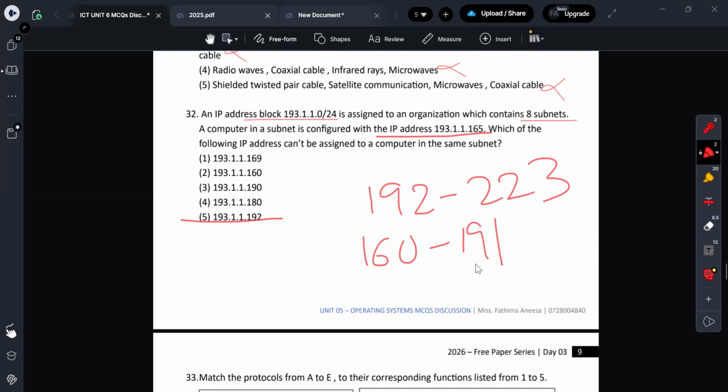Why? Because they are saying which cannot be assigned to a computer in the same subnet, as it belongs to an entirely different subnet. So that is not the address range they are given. IP addresses of subnet 6. All others fall under it except option number 5. Clear, no?